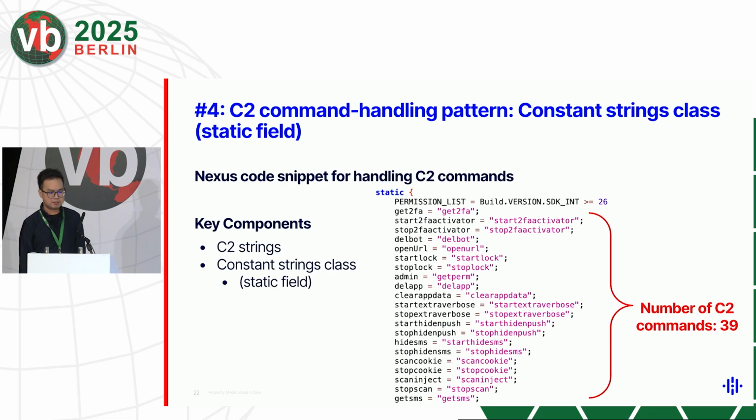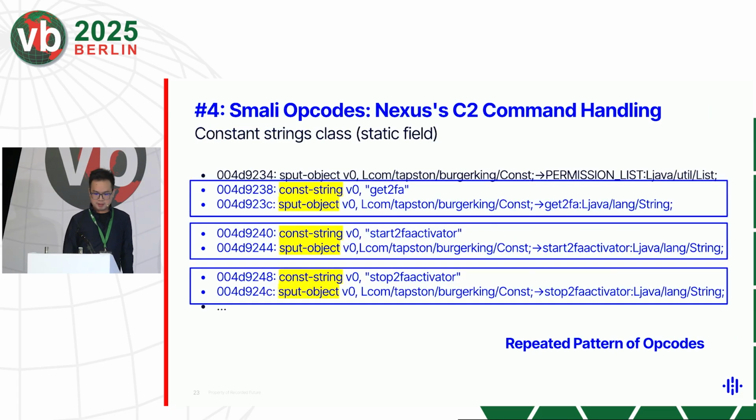Let's first look at a static field subpattern found in the Nexus Trojan. This class is essentially a dictionary of constants. It contains 39 static string variables, each representing a C2 command. In Smali, this translates to a class file with a high number of put-object opcodes, its main being sput-object, in its class initializer method. Each put-object is used to assign a value to a static field.